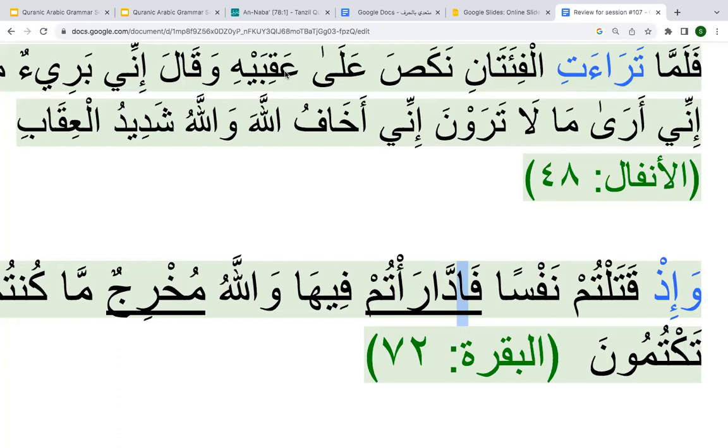So this was the story of Musa alayhi salam and his people. This example that you are seeing here is from the story of Musa alayhi salam and his people. One of them killed someone and they started to put the blame on one person or on each other. What is this verse saying? What was this verse about?